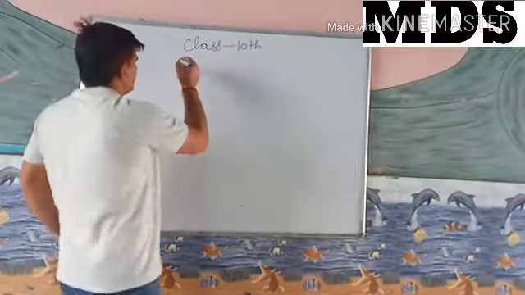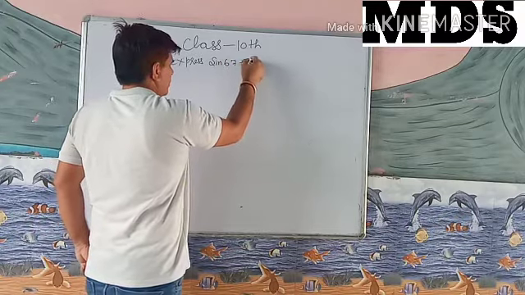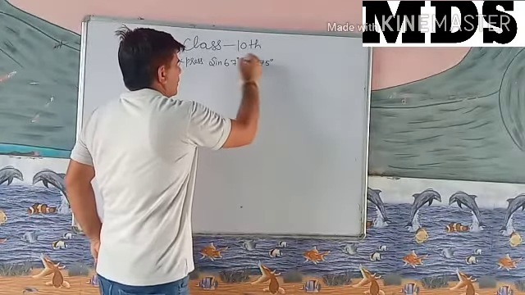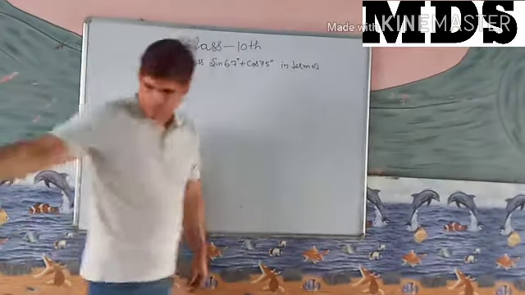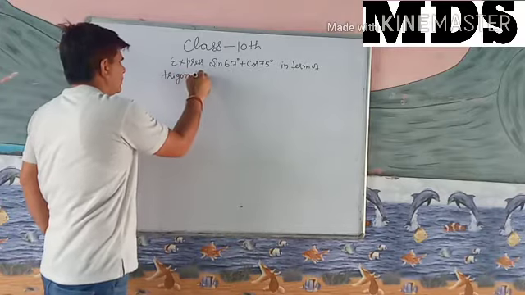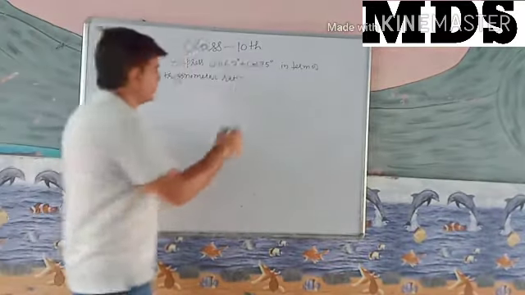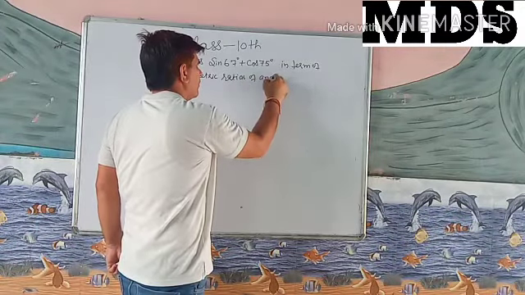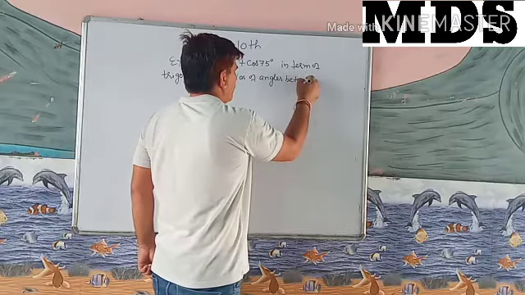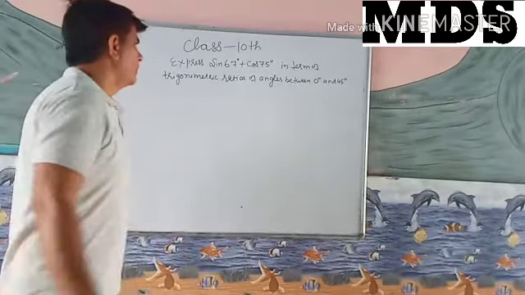Sine of 67 plus cos of 75 is usually expressed in terms of trigonometric ratios of angles between 0 degrees and 45 degrees. You have to express this in the form of sine between 0 and 45.